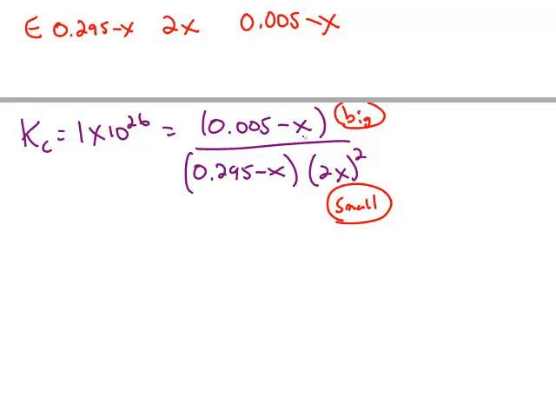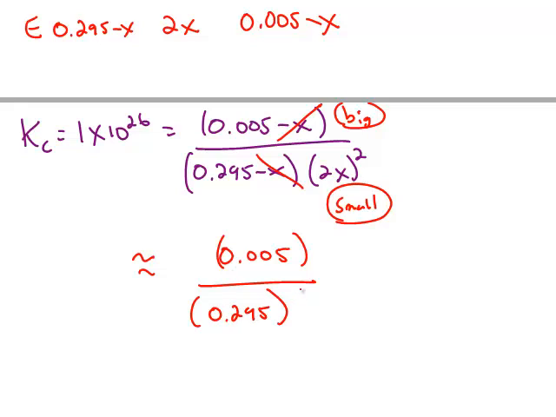Because the only way that the numerator can be large is if 0.005 minus x is approximately 0.005. So we can neglect the x in the numerator. We can also neglect the x being subtracted from 0.295 in the denominator. The other term is 2x squared, which has no addition or subtraction, so we can't do the approximation because there is no addition or subtraction.